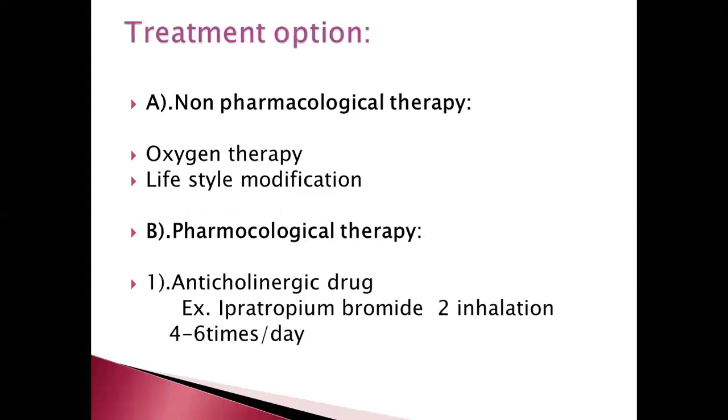For treatment, we have two types. Number one, non-pharmacology therapy. Number two, pharmacology therapy. Non-pharmacology therapy is oxygen therapy and lifestyle modification. For pharmacology therapy, number one, anticholinergic drug, for example ipratropium bromide, 2 inhalations 4 to 6 times a day.